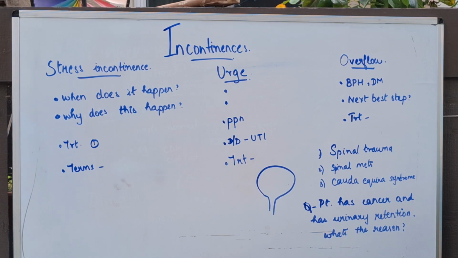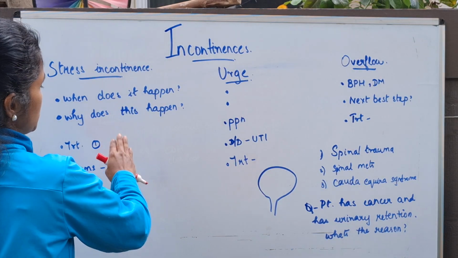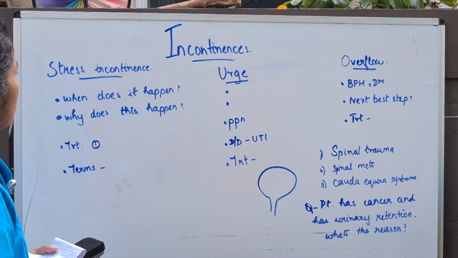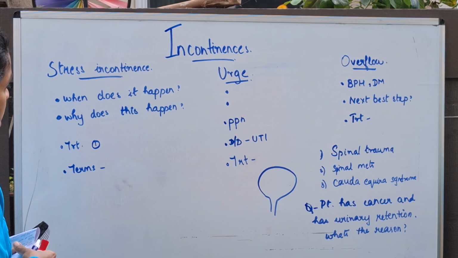So let's see about the incontinences. The three most important incontinences are stress incontinence, urge incontinence and overflow incontinence. What happens in stress incontinence and why does this happen?